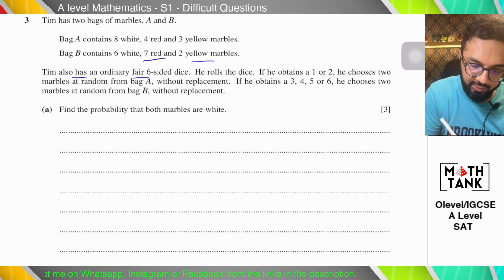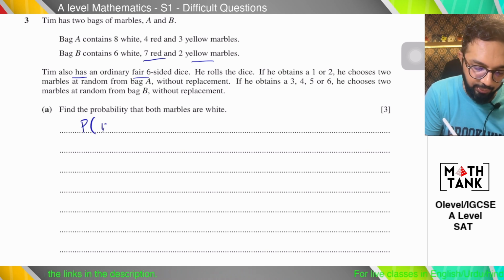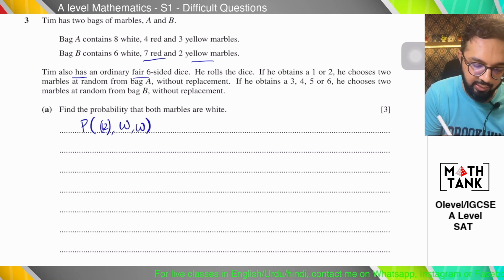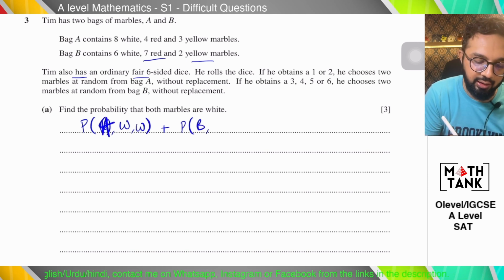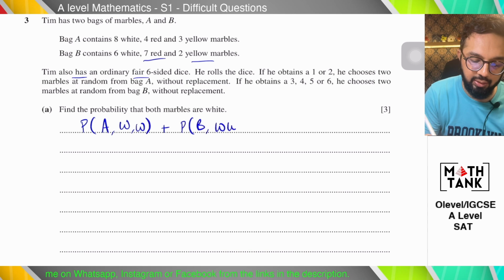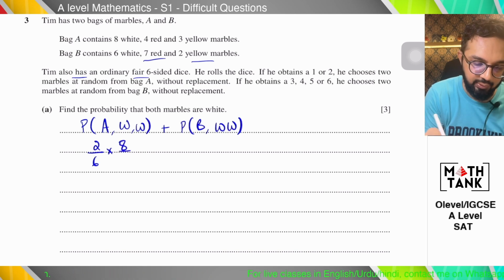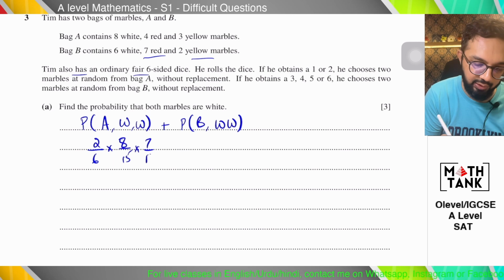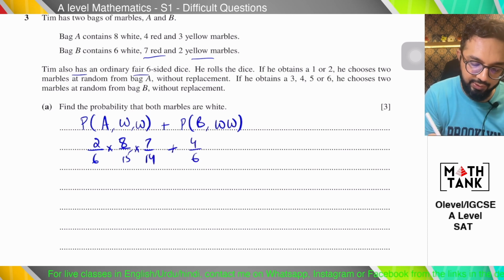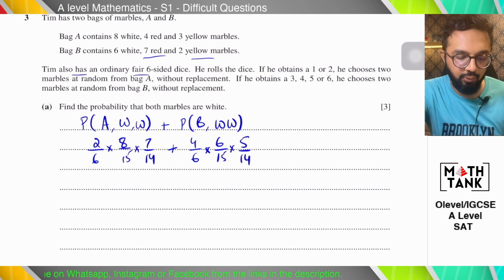So with this, if I want both marbles to be white, I want a score of 1 or 2, and then I want white and white, or I want bag B. Let's call that A white white, or B white white. So A white white would be the probability of choosing bag A is 2 out of 6, and then white is 8 out of 15, and then 7 out of 14, plus 4 out of 6, 6 out of 15, and 5 out of 14. Okay, I hope those are the correct answers.